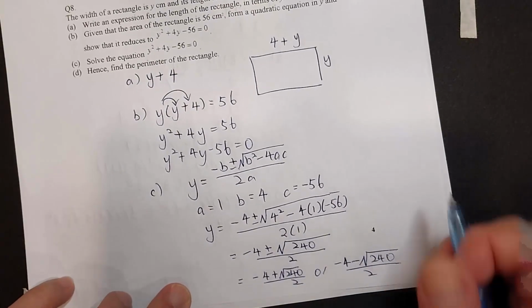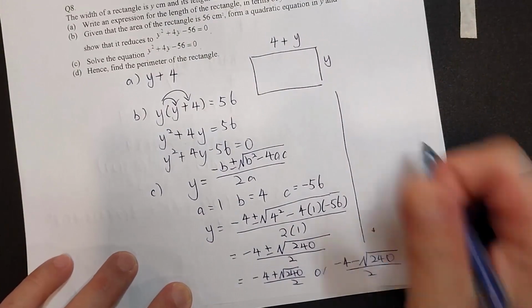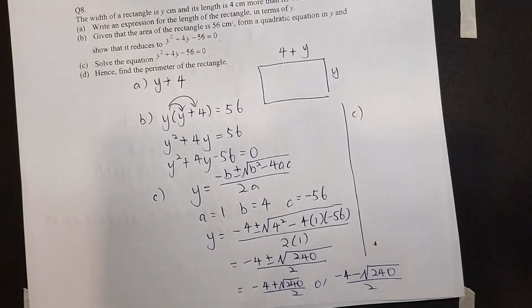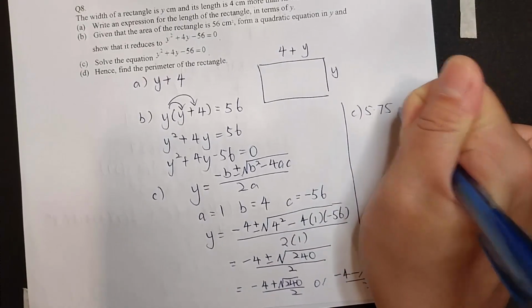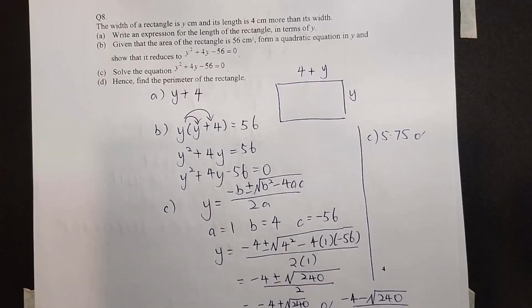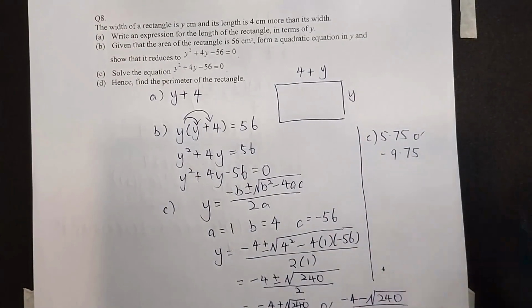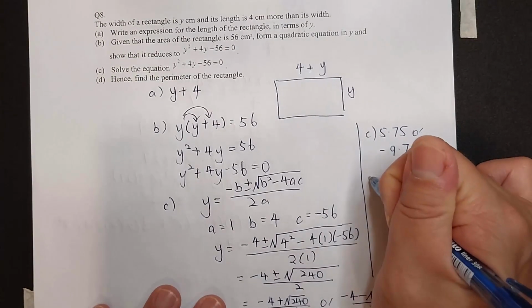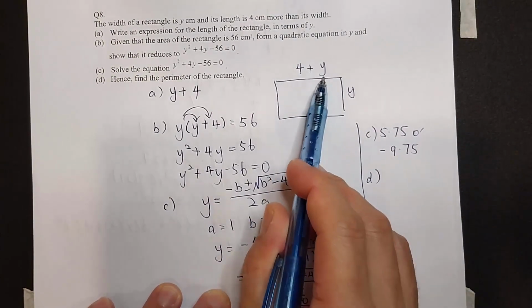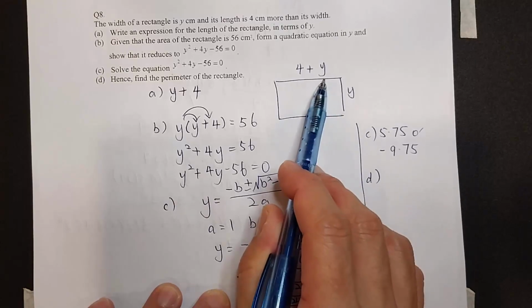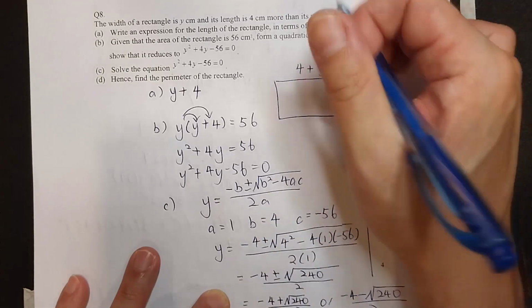Okay, so one of the answers, let me write it over here. This is part C. So negative 4 plus square root of 240 divided by 2, we will get 5.75. For this, when we press negative 4 minus square root of 240 divided by 2, we'll get negative 9.75. So these are the two y values that we can have.